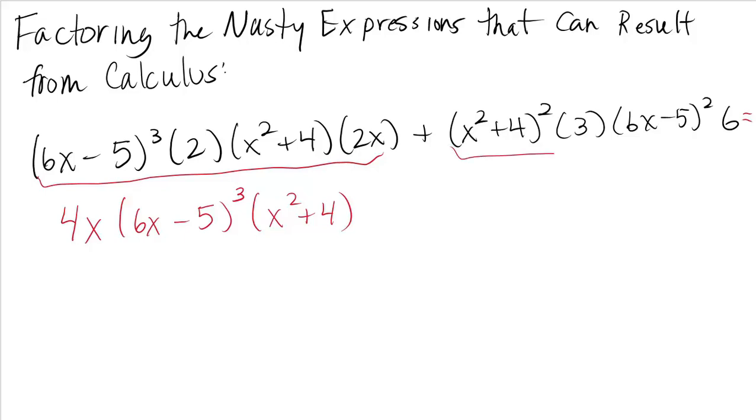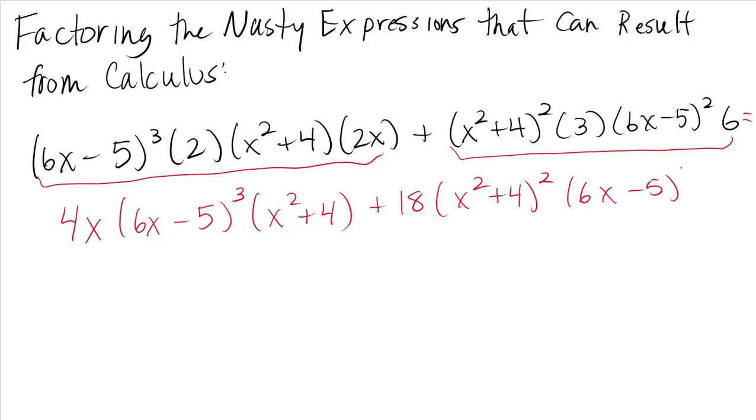I'm going to do the same thing in the second term. I see 2 monomials, 3 and 6. I can multiply those together to get 18. X squared plus 4 squared, 6x minus 5 squared.